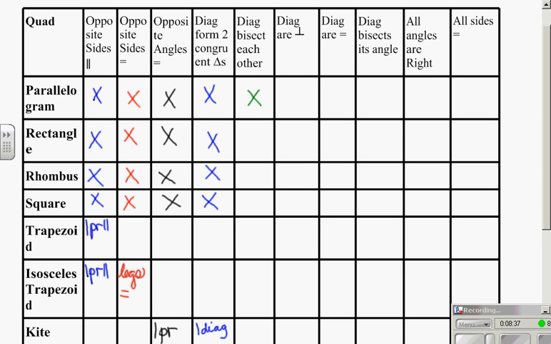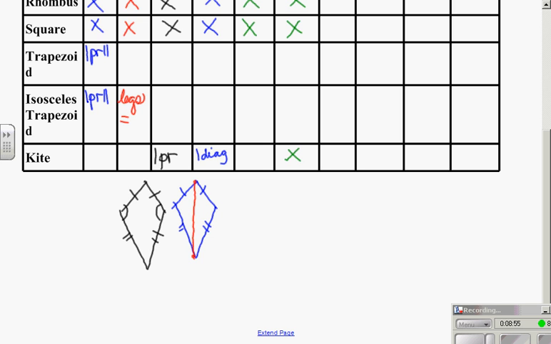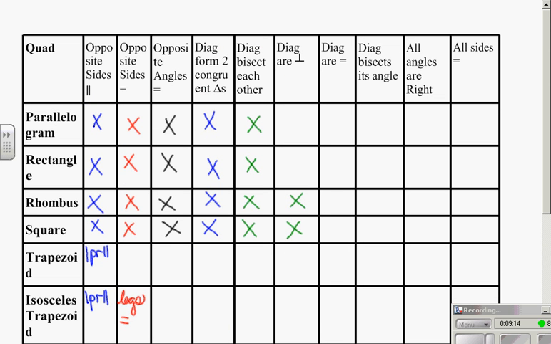The diagonals bisecting each other was a parallelogram property. That belongs with all of those. And nobody else has that property. That is unique to parallelograms. Diagonals are perpendicular. That was a rhombus quality and a square quality. And what we're going to find out is it's also a kite quality. When the diagonals of a kite intersect, they are also perpendicular.